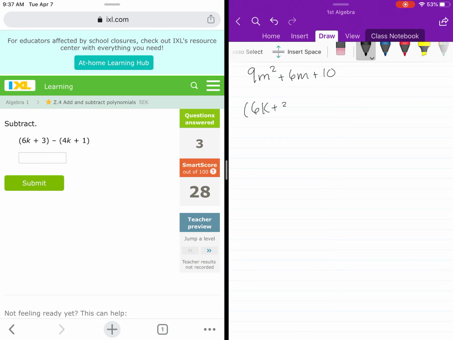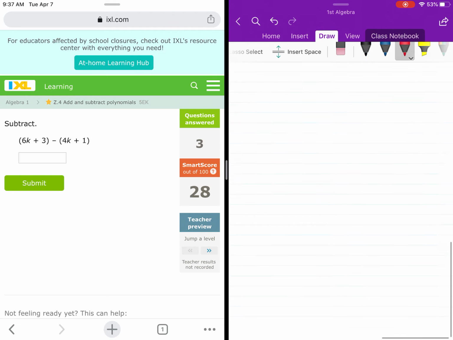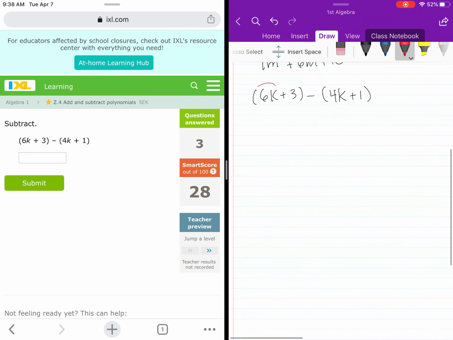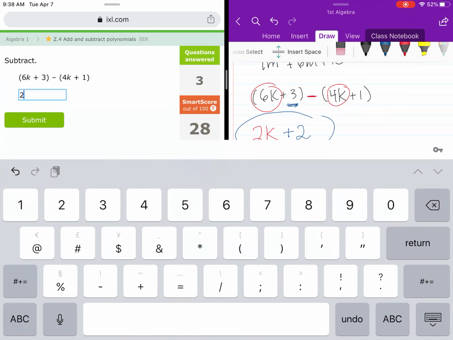We have 6k plus 3 minus 4k plus 1. So here I'm subtracting, so I have to do minus. So I have 6k minus 4k. So 6 minus 4, it's going to give me 2k. And then I have the 3 minus a 1. So 3 minus 1, that's a positive 2. So plus 2. And that will be my result. So 2k plus 2.